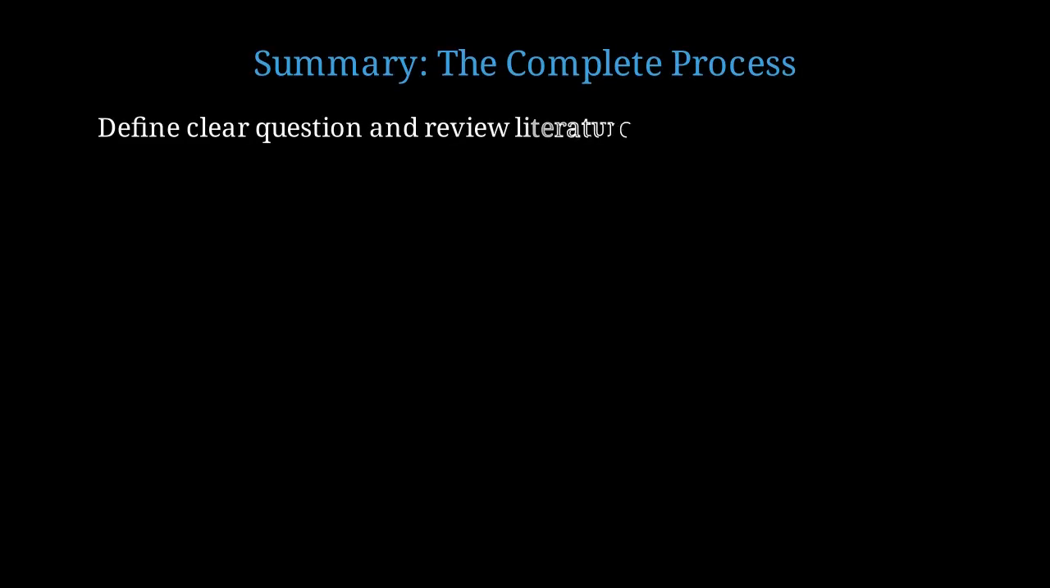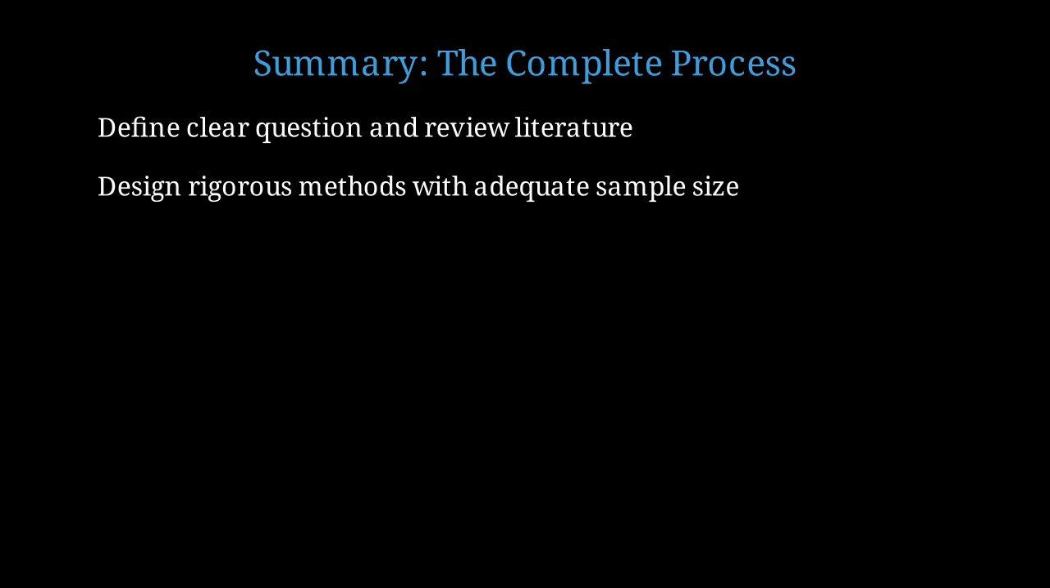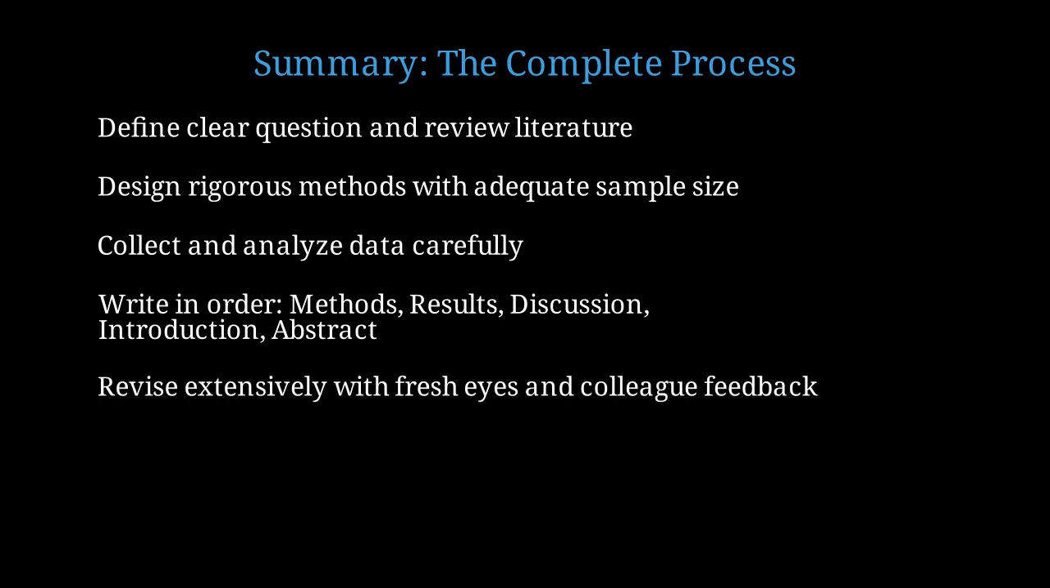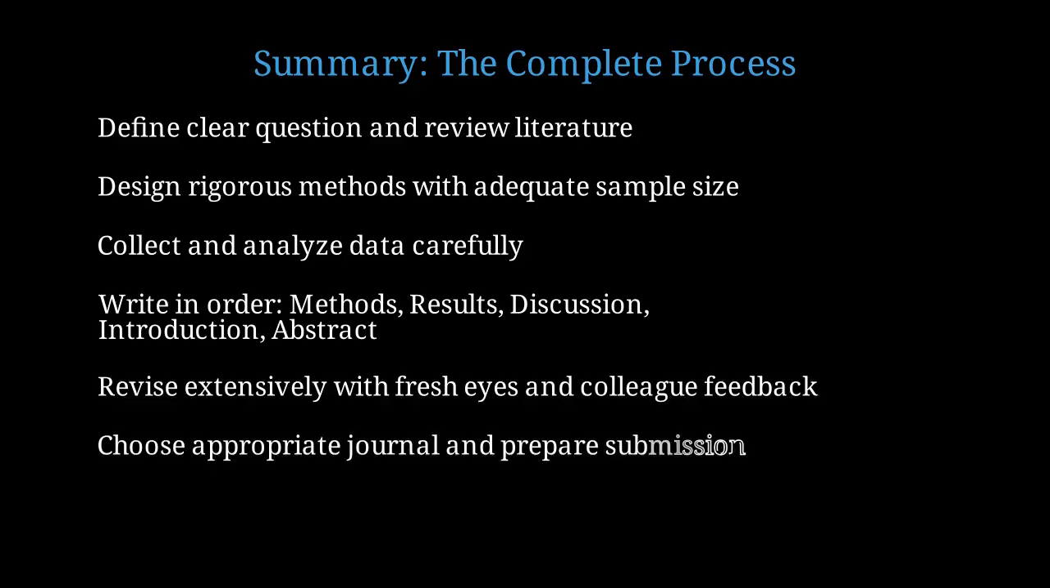Let me summarize the complete process from start to finish. First, define a clear research question and thoroughly review existing literature. Design rigorous methods with adequate statistical power and sample size. Collect and analyze your data carefully, using appropriate statistical tests. Write your paper in this order: methods, results, discussion, introduction, and finally, abstract. Revise extensively after letting it sit. Get feedback from colleagues. Choose an appropriate journal, and prepare all submission materials carefully.